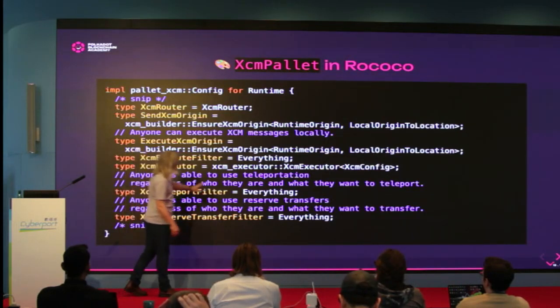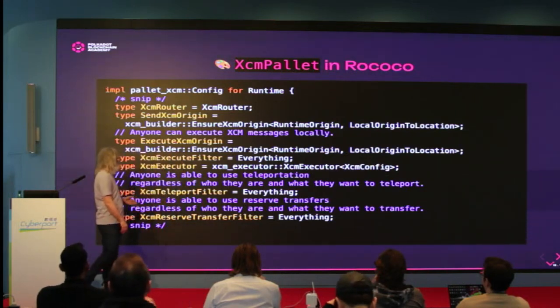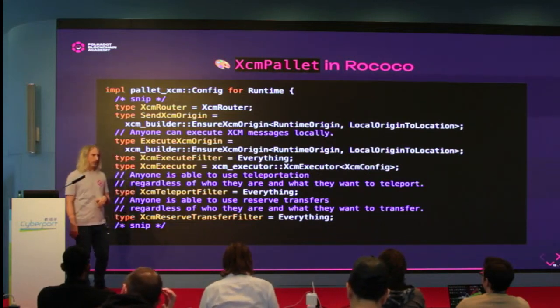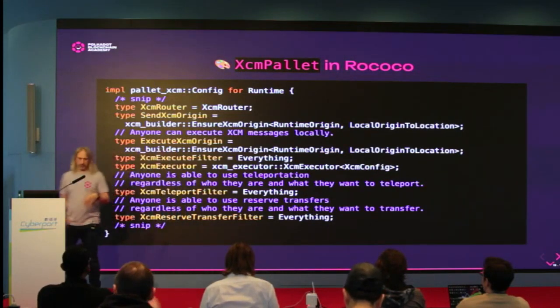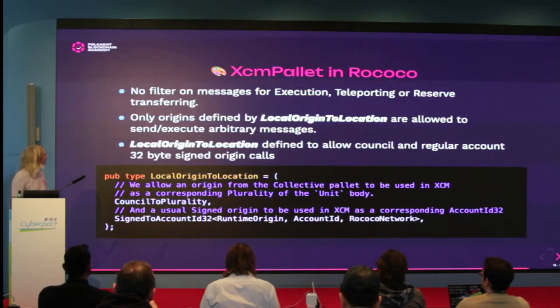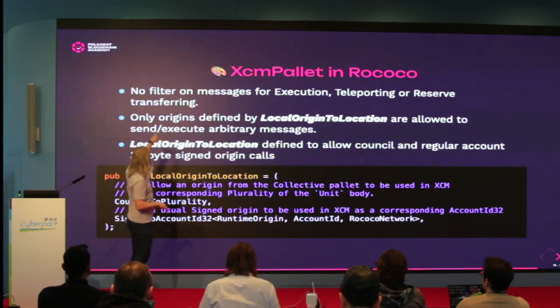The XCM teleport filter and reserve transfer filter, again, are just the origin filters that are allowed to use the teleportation and reserve transfer functionality. In this case, we just let everyone do that. I don't see any big problem. The actual XCM code that gets executed is relatively constrained, so we don't see a big problem of just letting everyone use this. But it's there in case you do want to have some sort of permissions involved with those functionalities. All right, so yeah, no filters there.